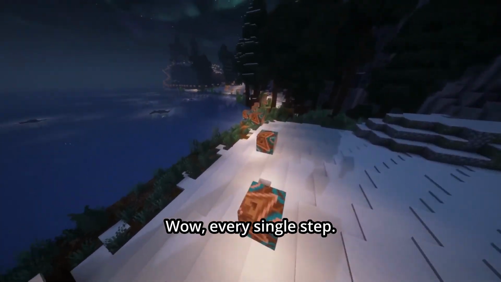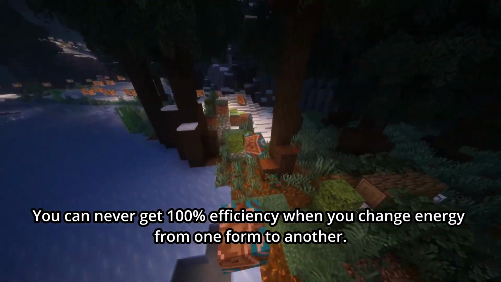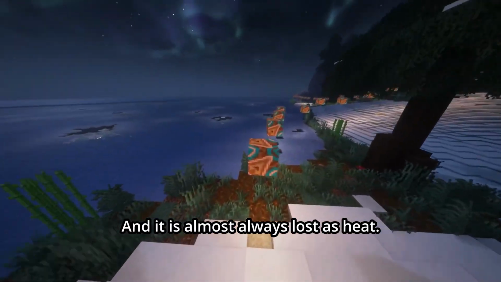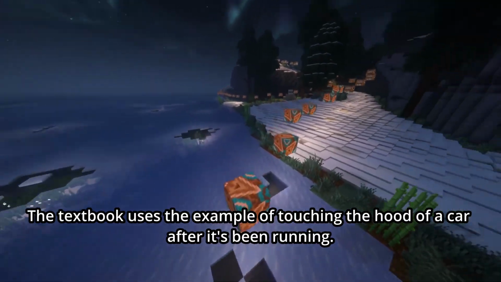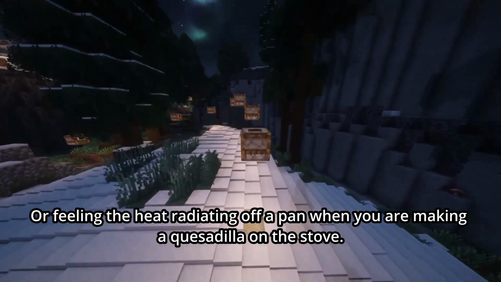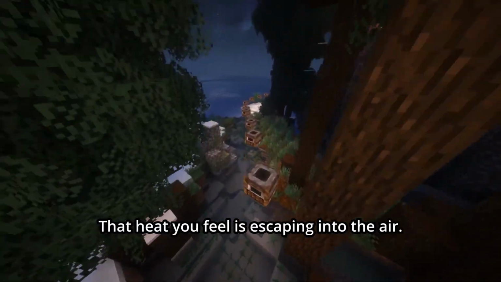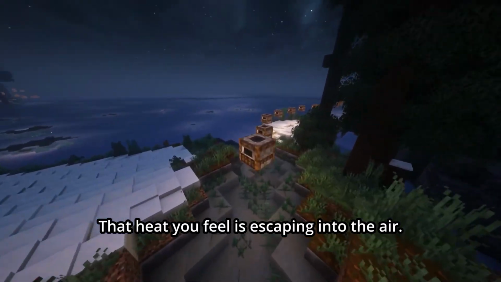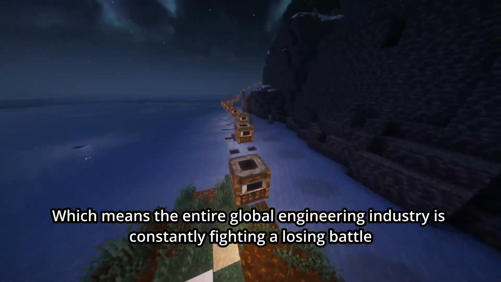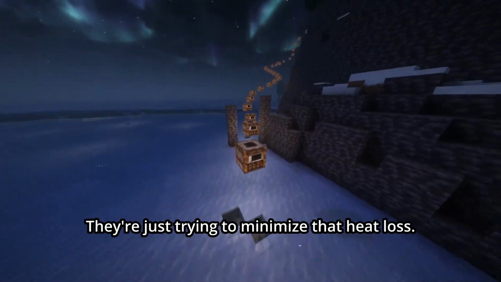Wow, every single step. Every step. You can never get 100% efficiency when you change energy from one form to another. We lose some of that usable energy at every single step. And it is almost always lost as heat. The textbook uses the example of touching the hood of a car after it's been running. Right. Or feeling the heat radiating off a pan when you are making a quesadilla on the stove. That heat you feel escaping into the air, that is the lost energy the second law is talking about. Which means the entire global engineering industry is constantly fighting a losing battle against physics. They're just trying to minimize that heat loss.